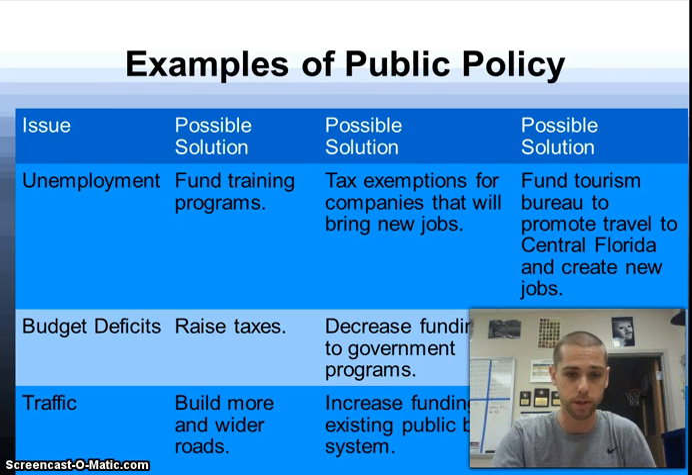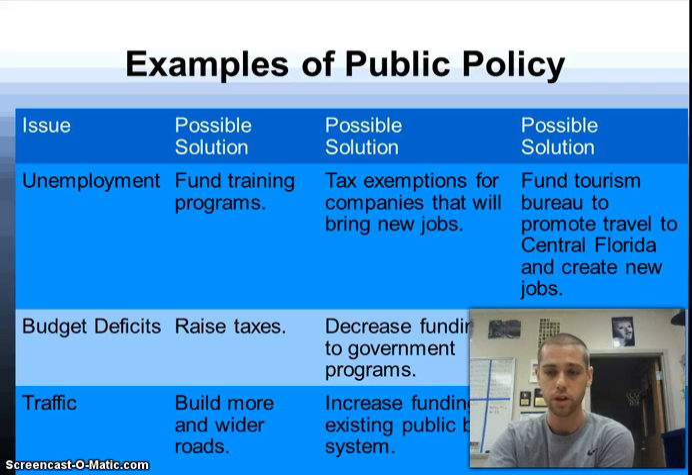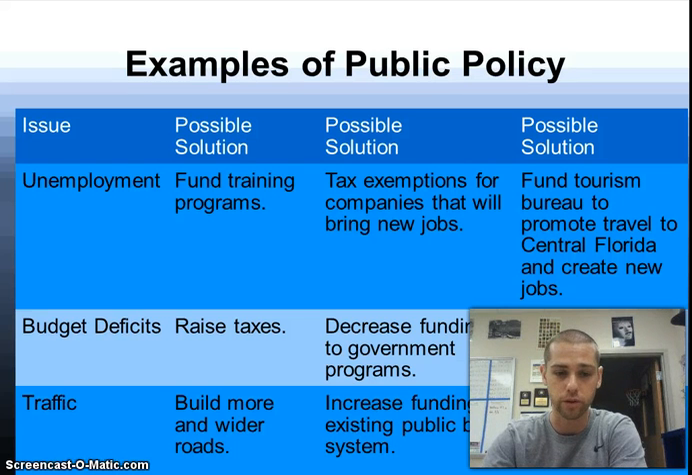Our first issue is unemployment, and one solution would be to fund training programs, give money to people who can train other potentially jobless citizens on how to do certain skills. Another solution would be to grant tax exemptions, meaning don't necessarily ask certain businesses to pay these taxes, and the idea is that those businesses will take the money they save from their tax exemption and hire new people. And another possible solution is to fund a tourism bureau to help promote travel to Central Florida, which would create more jobs for people who might need to work in restaurants or hotels to fill that tourism need.